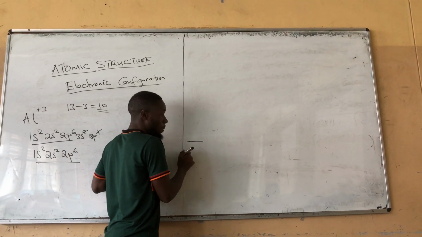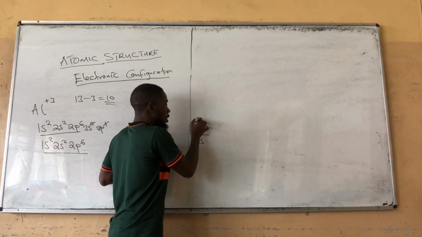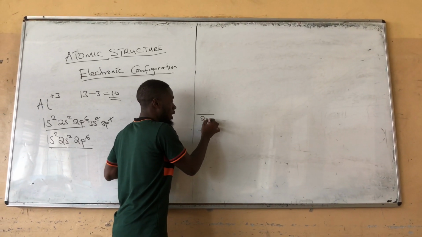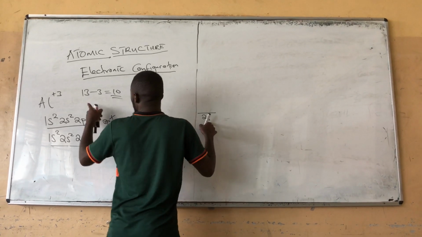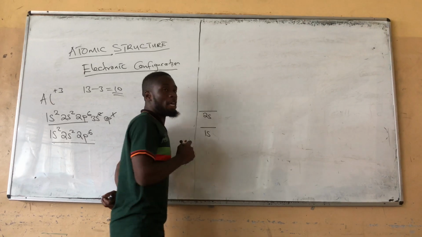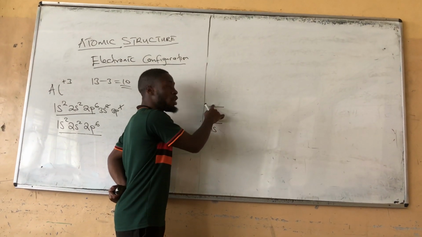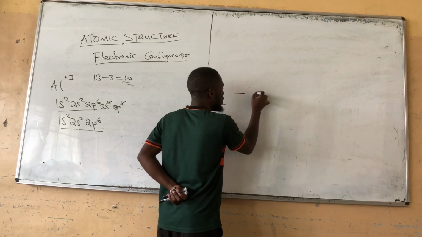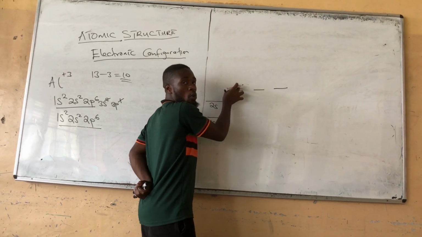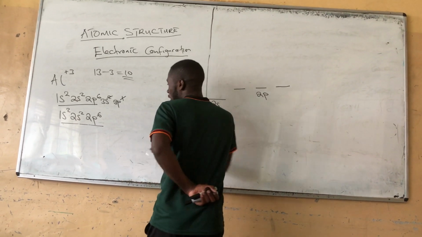So this is 1s. Then here, this is what? 2s. Then from 2s, where do you go? 2p. And 2p can hold up to how many electrons? 6. So this one can hold 2, this one 2, this one 2. This is 2p.